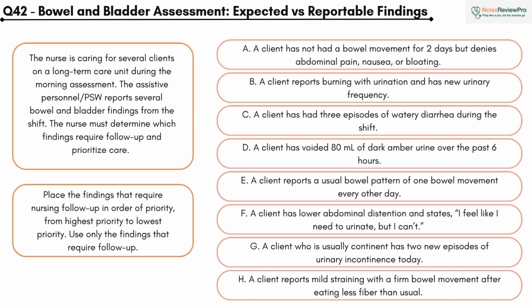Option E. A client reports a usual bowel pattern of 1 bowel movement every other day. Option F. A client has lower abdominal distension and states, "I feel like I need to urinate, but I can't." Option G. A client who is usually continent has 2 new episodes of urinary incontinence today. Option H. A client reports mild straining with a firm bowel movement after eating less fiber than usual. Take a moment and think about which findings require follow-up and which one is the highest priority.